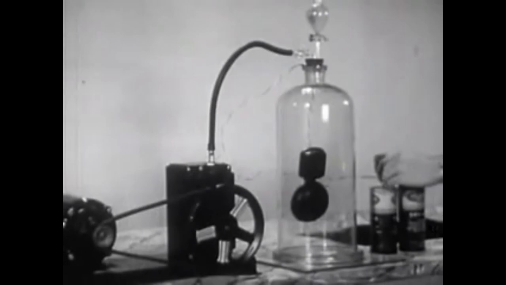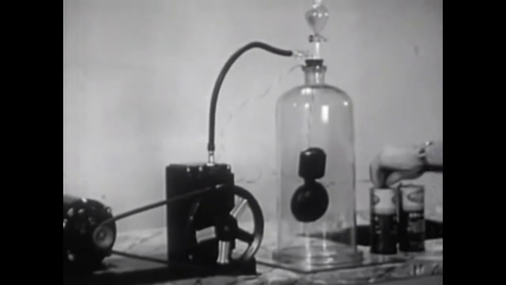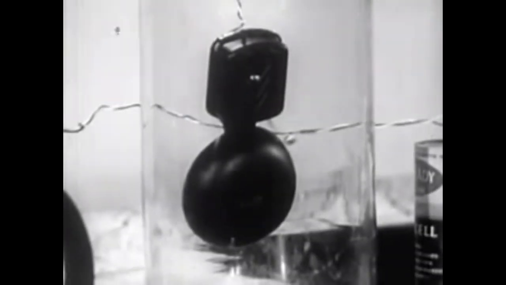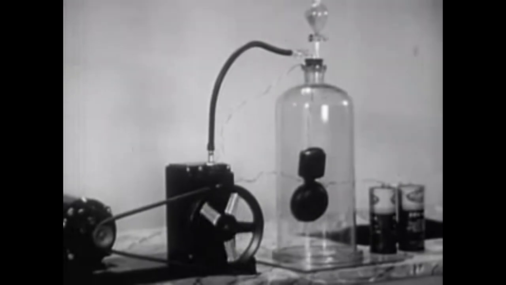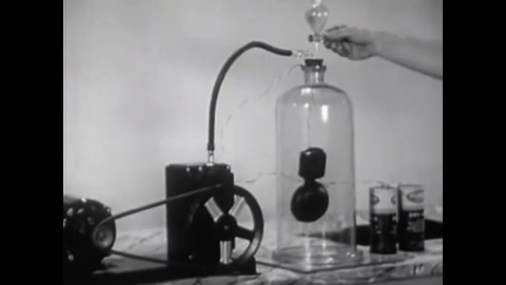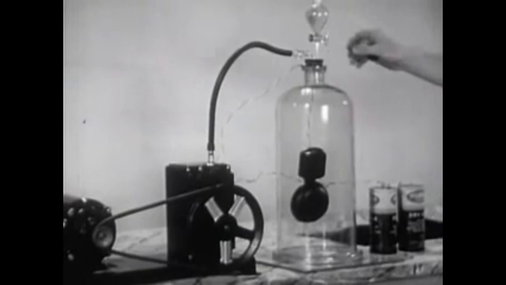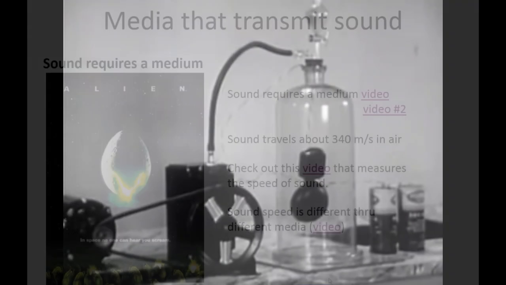But maybe you've seen a demonstration of a bell under a glass jar? With normal air inside the jar, you could hear the bell clearly. But when the vacuum pump drew the air out of the jar, there was nothing inside to carry the vibrations of the bell. Nothing until the air was let back into the jar.